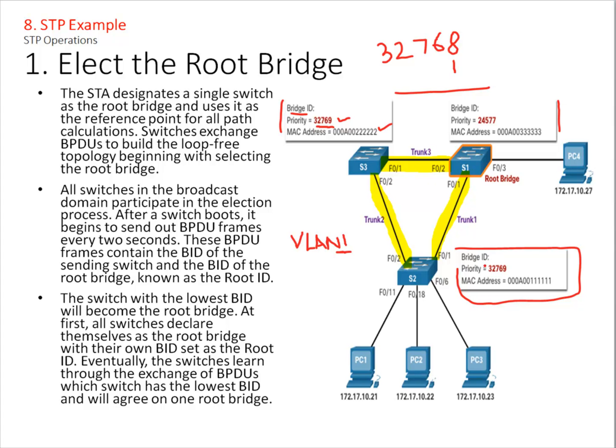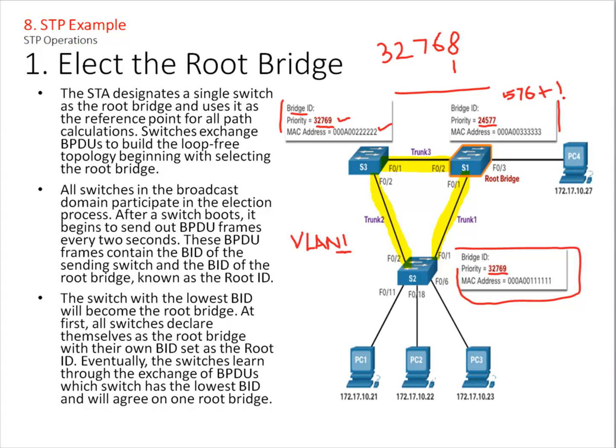Now for this switch also the same thing, 32769, is the priority value. But for this particular switch the priority value is 24,577. Actually this is 24,576, and 1 is added. That 1 is the extended system ID, which is added because they are in the default VLAN 1. Now, what is the first step?